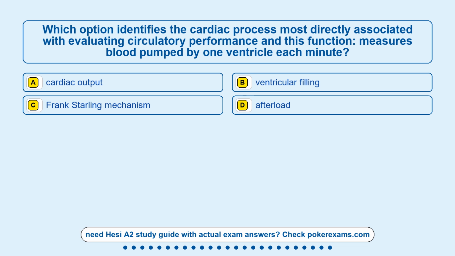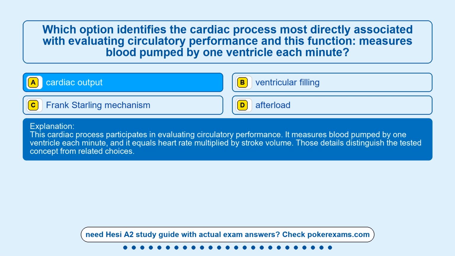Question 6. Which option identifies the cardiac process most directly associated with evaluating circulatory performance? In this function, it measures blood pumped by one ventricle each minute. Option A, cardiac output. Option B, ventricular filling. Option C, Frank-Starling mechanism. Option D, afterload. The correct answer is option A, cardiac output.